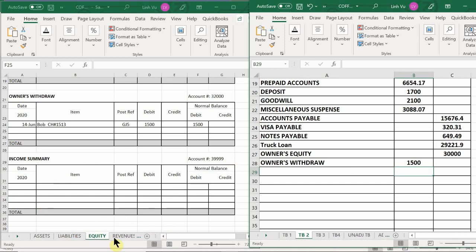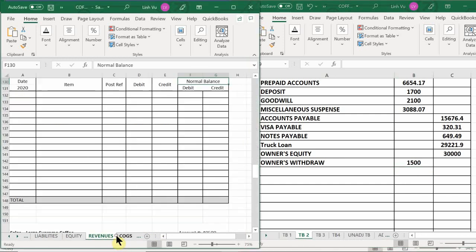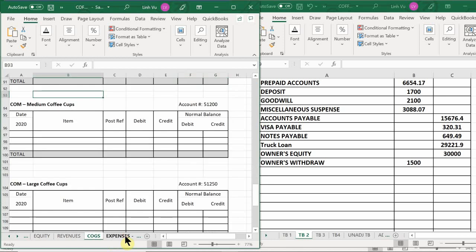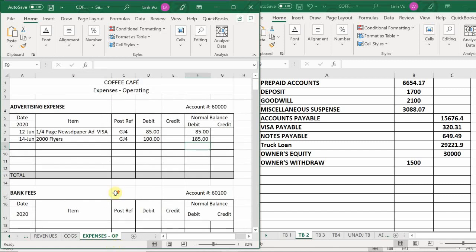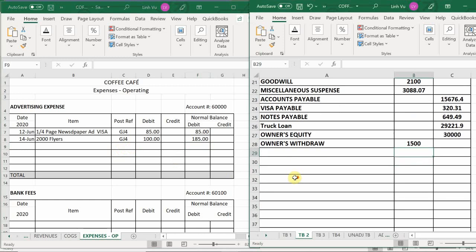Now, in this case, revenues, we haven't opened up our shop, so we have no revenues. We haven't sold our inventory yet because we haven't opened our shop yet, so no cost of goods sold. However, last section we do have is operating expenses. What's my first operating expense?